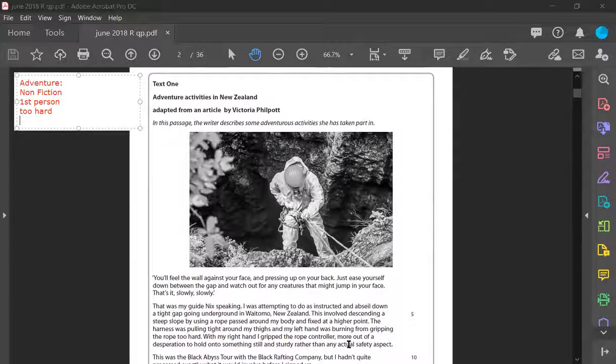And look, the writer says over here, "more out of a desperation to hold on to something still and sturdy rather than any actual safety aspect." So we understand by the use of these words, number one, "too hard." The use of these words helps us to understand that the writer was afraid.